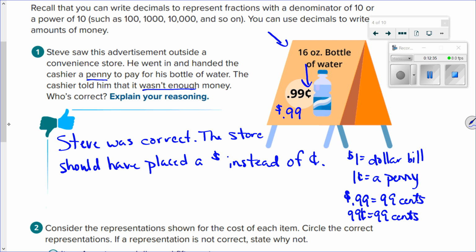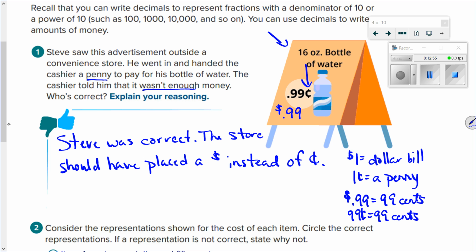Because 99/100ths of a cent means it's less than 1 penny. So 99% is less than 1 penny? 99/100ths of a cent is less than a penny.